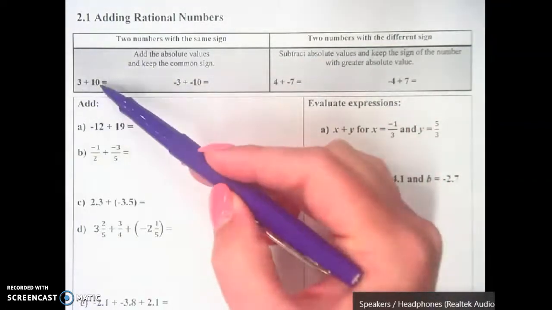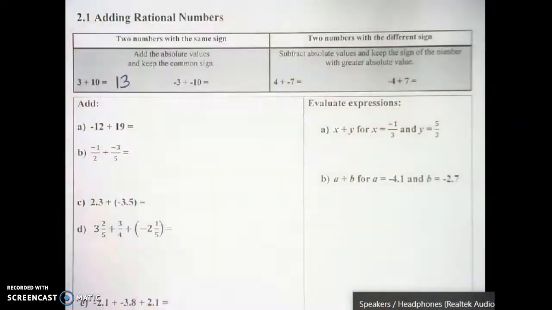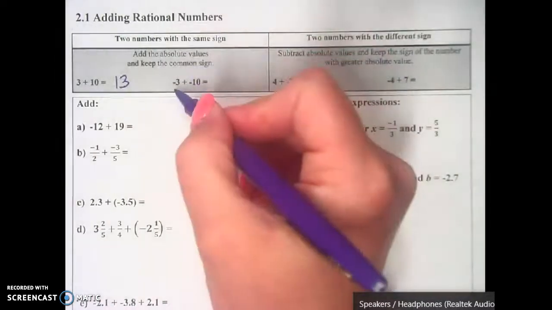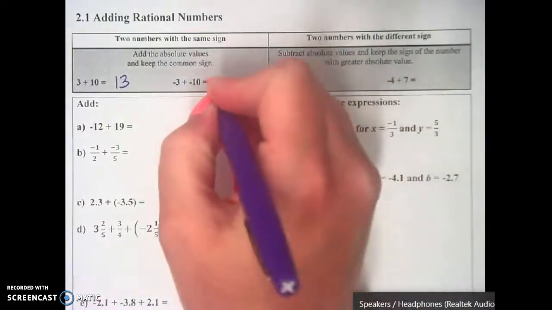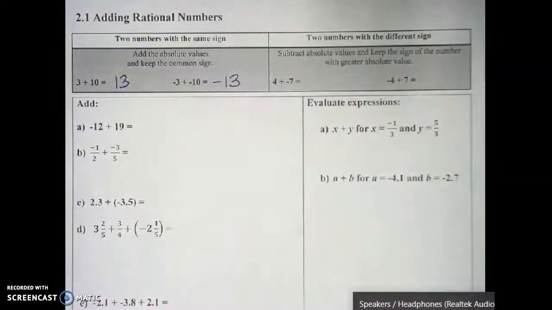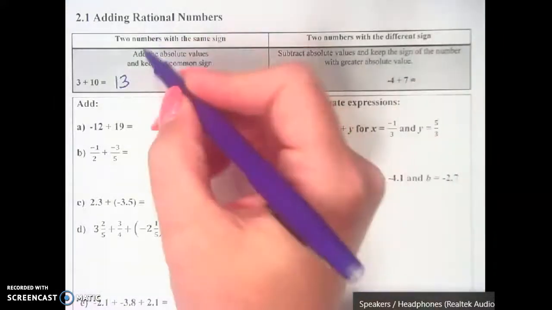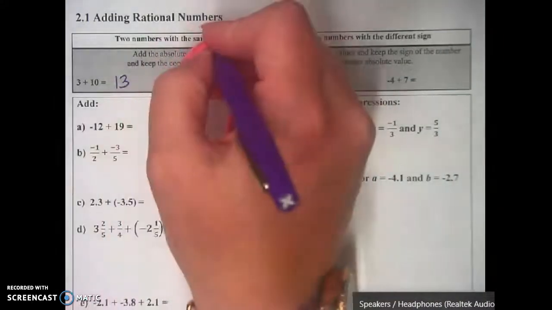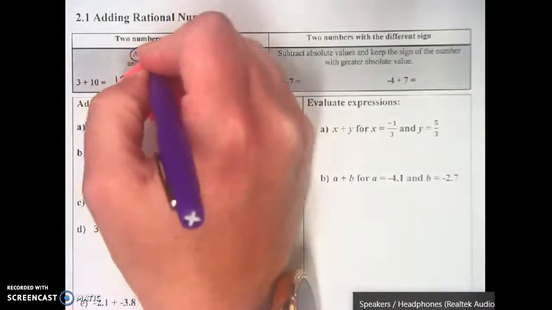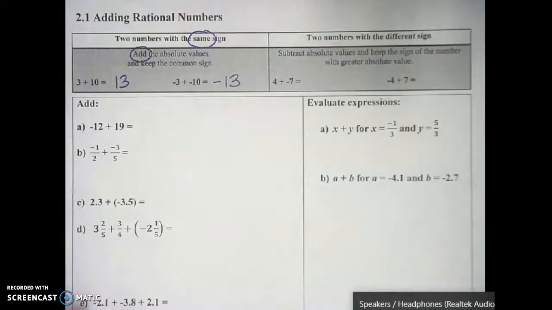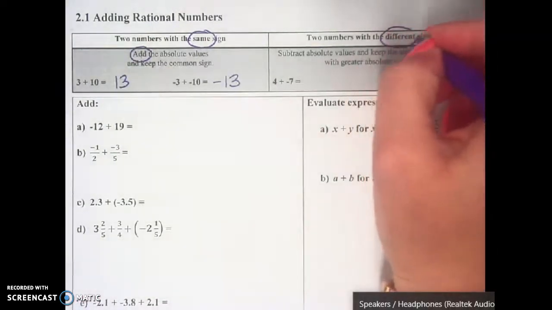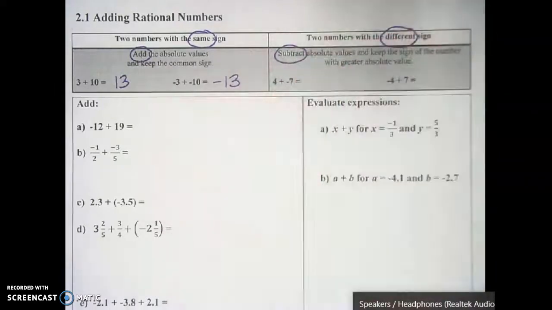So starting with 3 plus 10 is 13. When I have -3 plus -10 though, I'm 3 in debt and 10 in debt. Altogether, I would be 13 in debt. So our first big idea was that when they have the same sign, I am going to add them. You can highlight that if you want. If they have the same sign, I need to add them. Okay. If they have different signs though, I'm actually going to subtract them. Then I keep the sign of my bigger number.